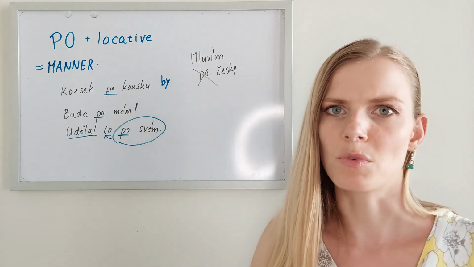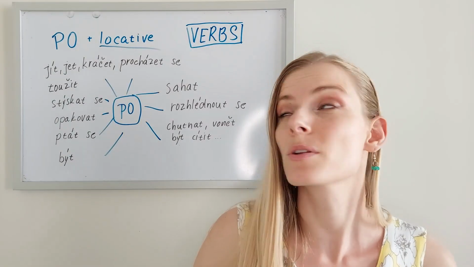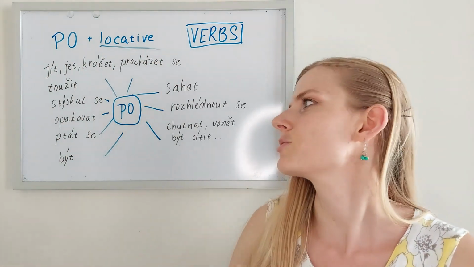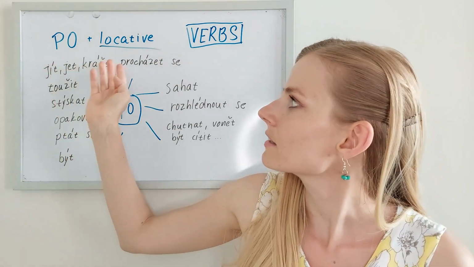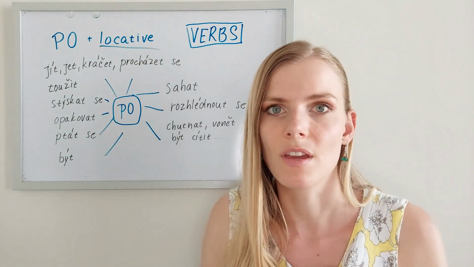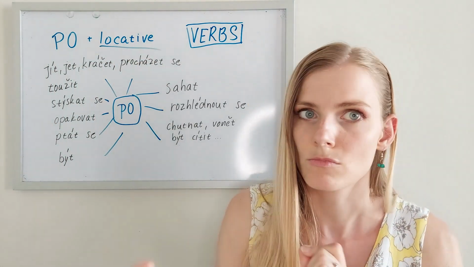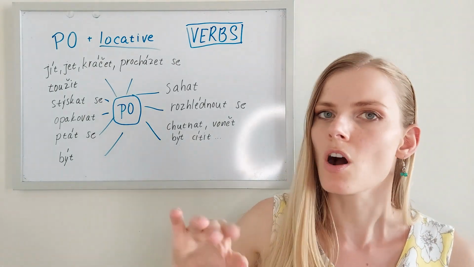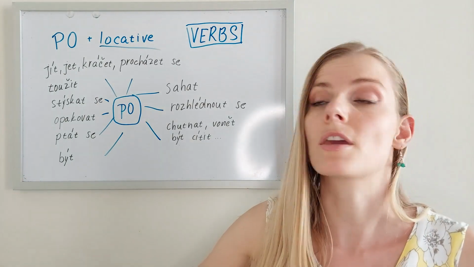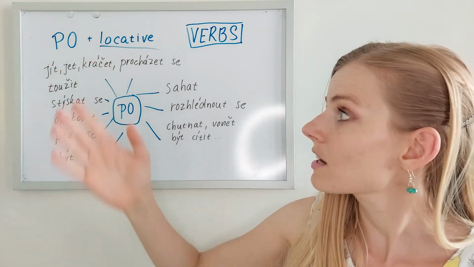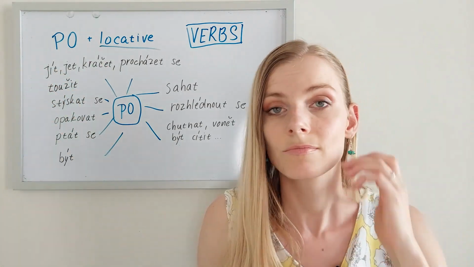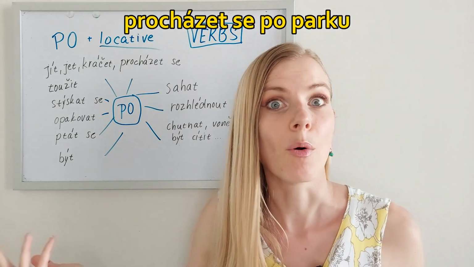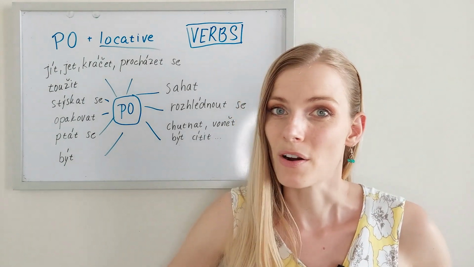Mluvím česky, rozumím česky. The last part when we speak about po and the locative case is dedicated to verbs. The first line shows a couple of verbs related to motion or direction. For example, jít po, as we said, to walk on something. Jít po mostě, jet po mostě, kráčet po, to march or to walk, kráčet po městě, procházet se po parku, to walk around the park.